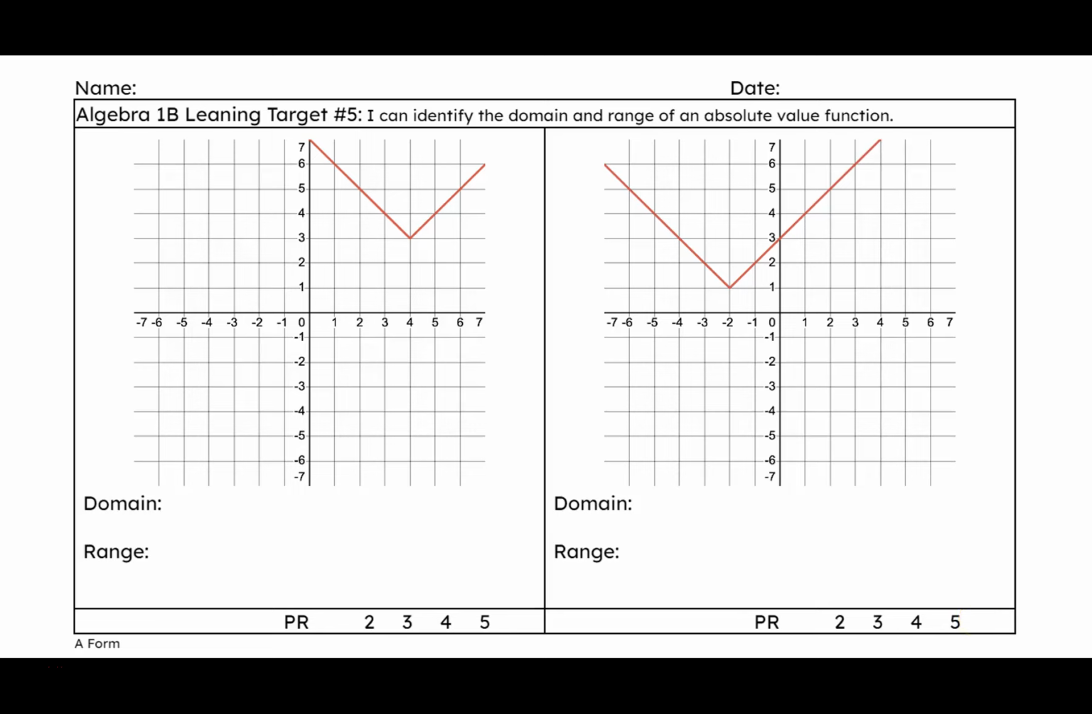This is Gail Kovac for Gresham Barlow School District, Summer School, High School Credit Recovery, Algebra 1B, Learning Target number 5. I can identify the domain and range of an absolute value function.